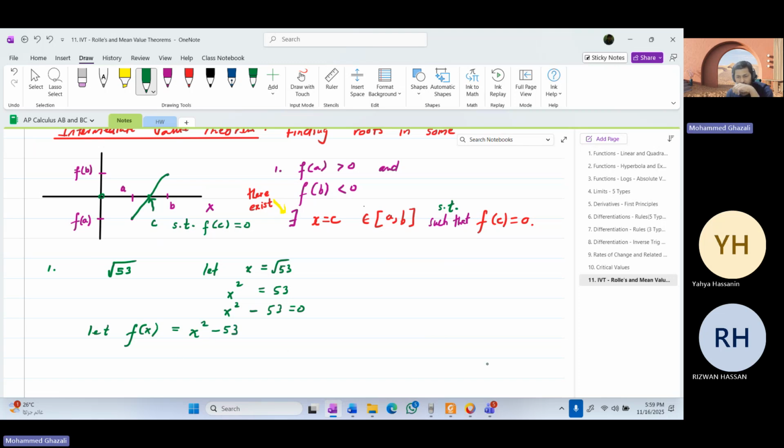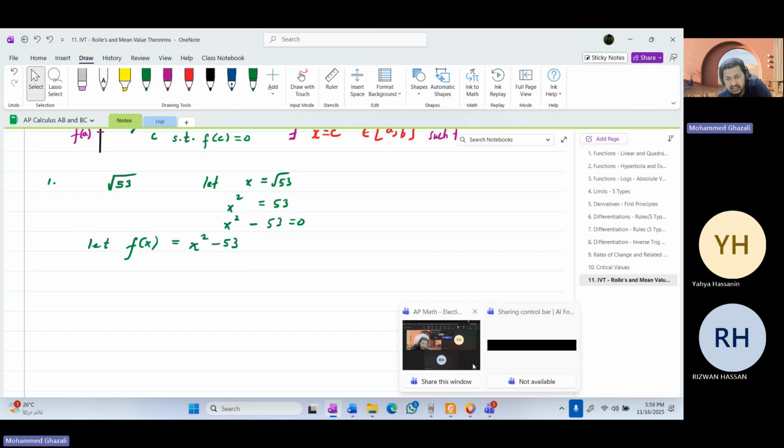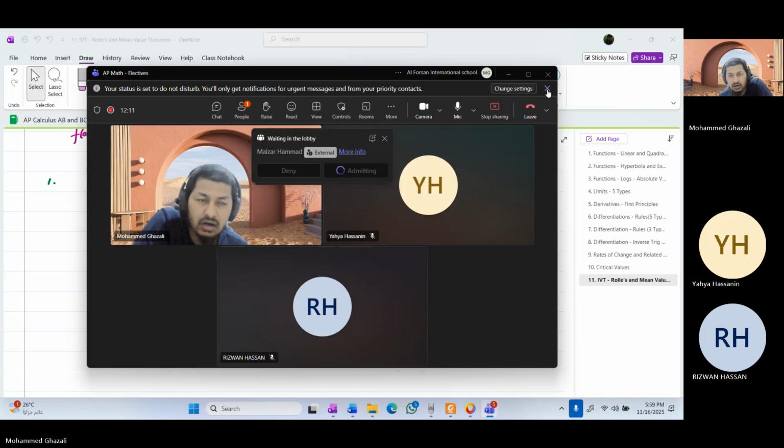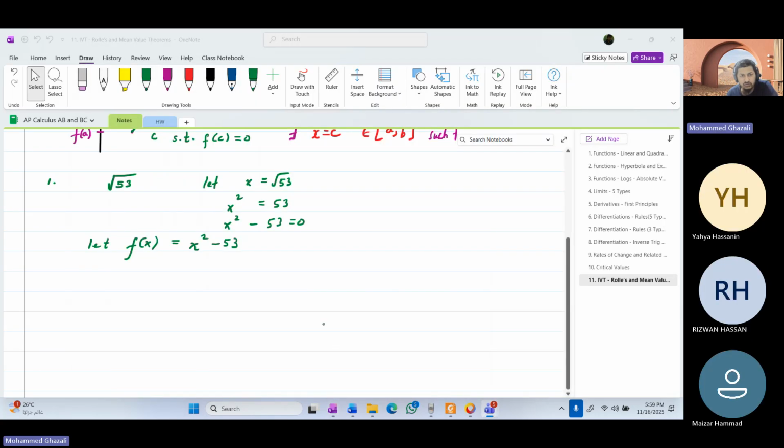Right. I'm going to choose two values so that I can get the answer for square root of 53 in between some interval. So I know that 7 squared is 49. So I'll choose f of 7. That's my a value.